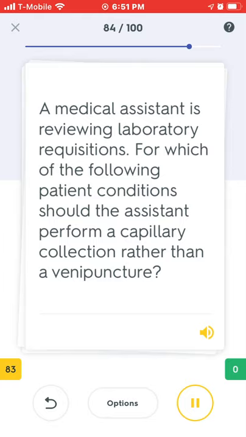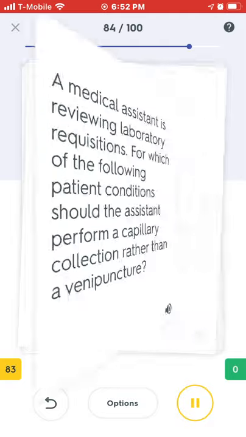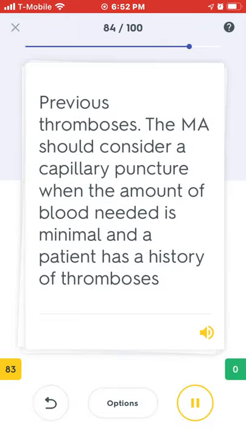A medical assistant is reviewing laboratory requisitions. For which of the following patient conditions should the assistant perform a capillary collection rather than a venipuncture? Previous thrombosis. The MA should consider a capillary puncture when the amount of blood needed is minimal and the patient has a history of thrombosis.